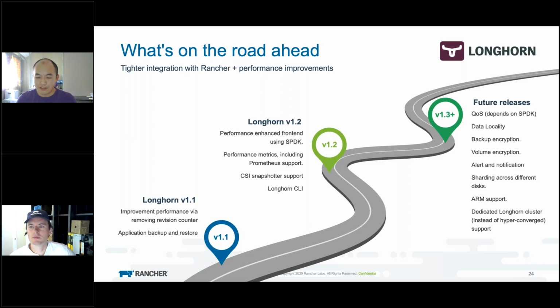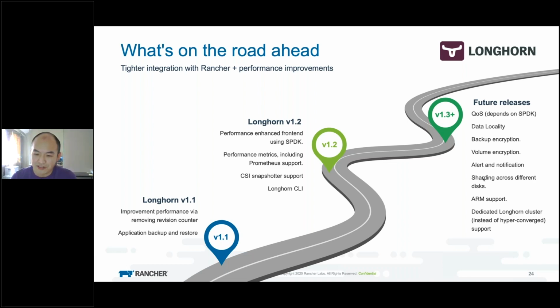Yes. So I'll quickly go through the roadmap, and probably you're familiar with Rancher or many open source projects. The roadmap here is a guide, not really set in stone until about a couple of months before. For the next few things we want to do on Longhorn 1.1, we want to improve our performance, and also do the application backup and restore. We are also talking about 1.2, where we want to utilize SPDK to have better performance on our front end part, which is the part that exposes the block device, and provide performance metrics, including Prometheus support, CSI snapshot support and Longhorn CLI.